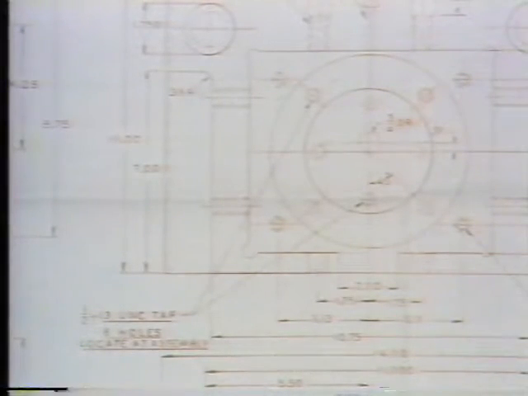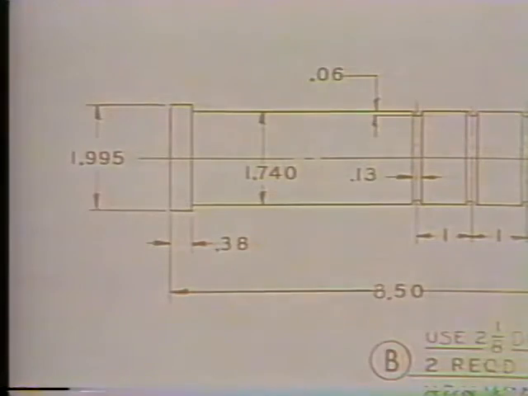Threaded fasteners, rivets, welds, keys, these are all methods of attaching or fastening pieces of equipment together. Okay, now let's look at some of the different types of machine prints. A set of detail prints will describe the individual parts of a machine. Each print will provide enough information to fabricate the part if necessary.